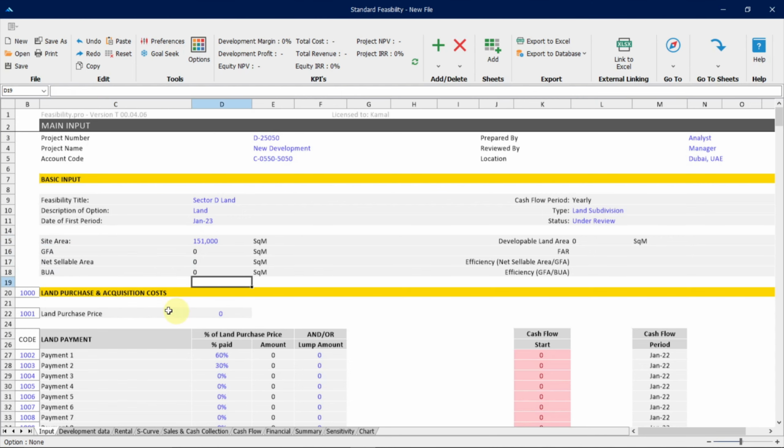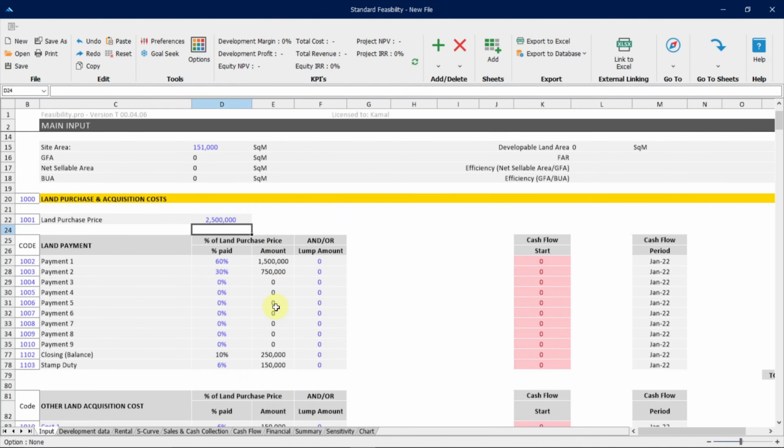Following that, we have inputs for land acquisition. Enter land purchase price, part payments made in cash. Here we can choose to enter a certain % of land price, or we can enter the amount manually.